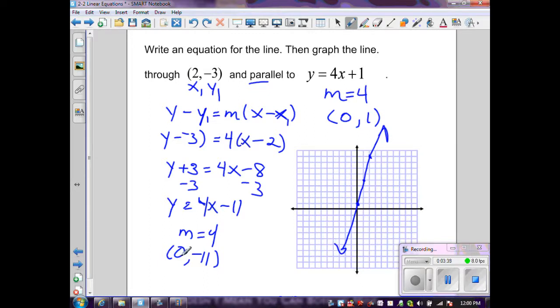Similarly with 0, negative 11. It's a little off my chart, which is approximately here. And then still up 4 over 1, up 4 over 1, up 4 over 1. And again, connecting the points. I know these two lines are parallel because their slopes are equal.